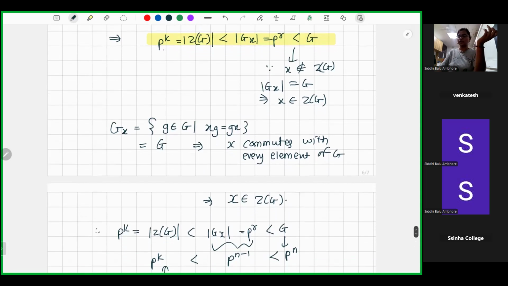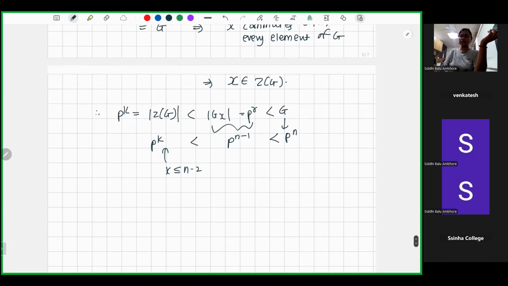Then G has order p power n. Then the possibility for this p power k is something less than or equal to n minus 2, because this x which we are choosing not in the center will give me some extra element in the stabilizer of this x. Is that okay?